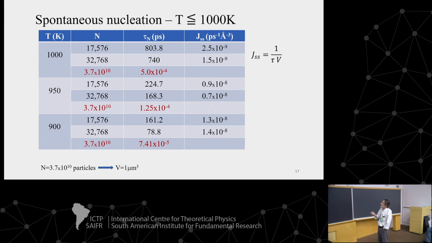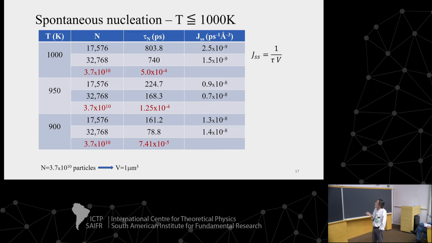For the two systems I have studied, we compute the nucleation time in picoseconds for 1000, 950, and 900 K. Recall that the steady-state nucleation rate is given by this, and I know the size of the system, so I can compute the steady-state nucleation rate. For these temperatures you see it's almost the same, almost the same, almost the same. This is a typical characteristic of the system at that temperature.